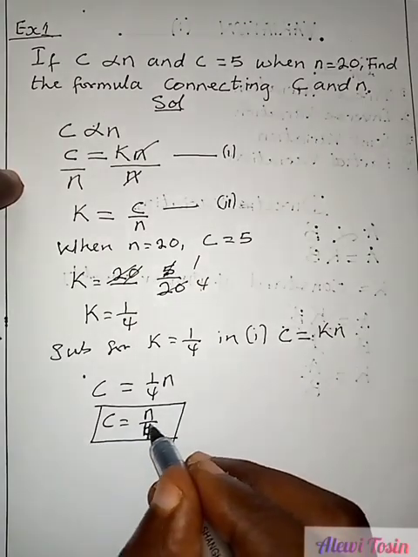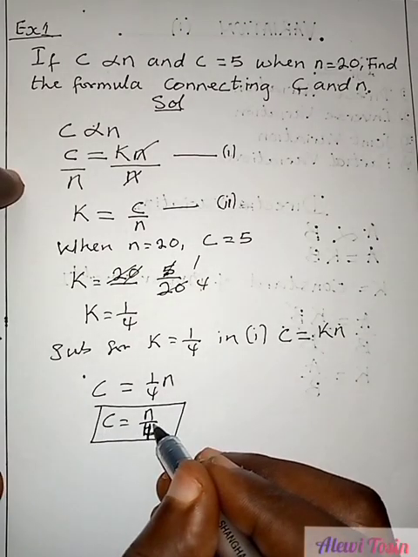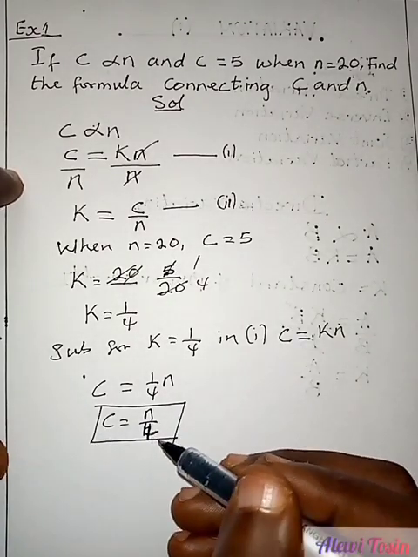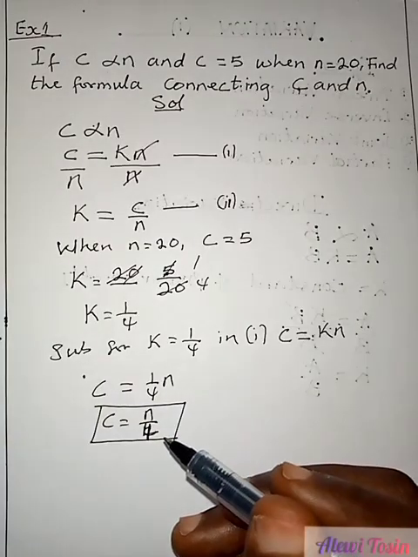So this is the relationship between C and N. C is equal to N over 4. So that's the formula connecting C and N together.